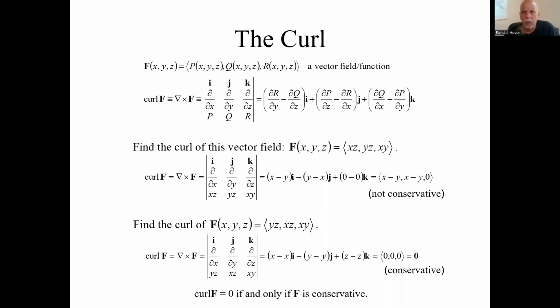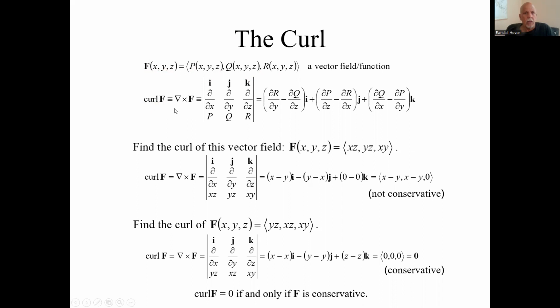In the previous video, we defined vector fields. Now we'll talk about a couple of operations on vector fields, the first one being the curl. Say you have this vector function or vector field F, meaning that each of its components is in turn a function of the three coordinate variables, x, y, and z.